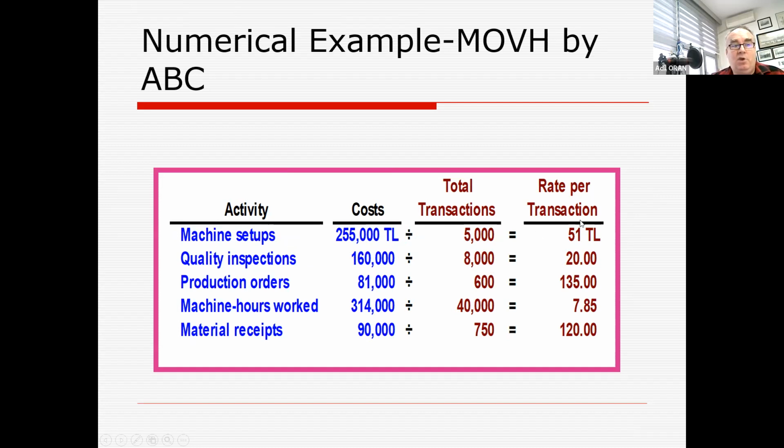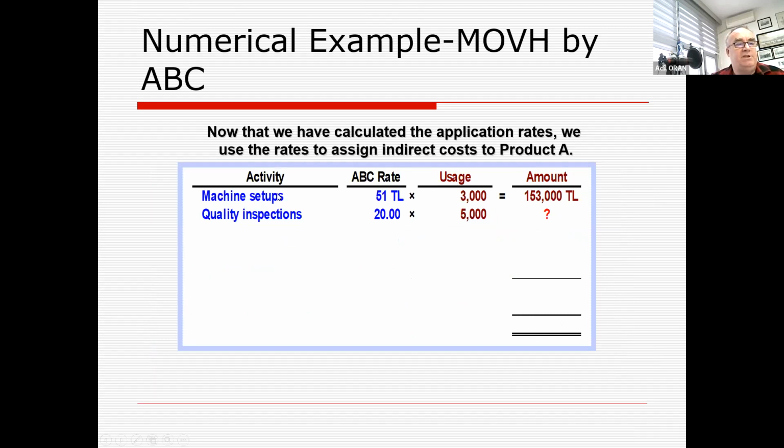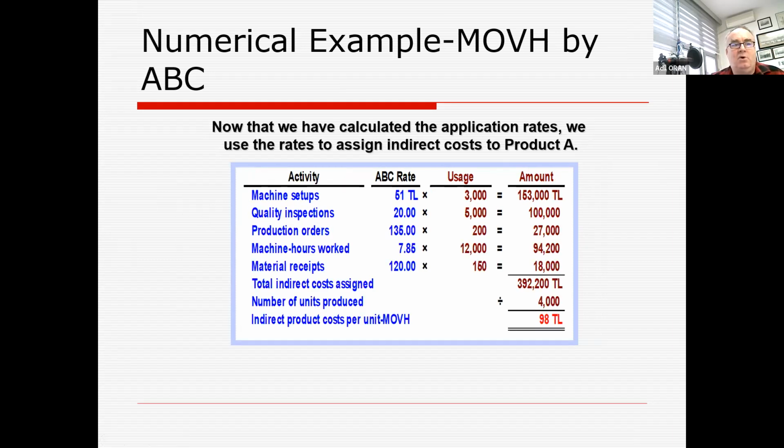material receipt. So using this new information to assign these costs, what is our manufacturing overhead allocation going to look like? So the machine setups, we had this ABC rate of 51 lira per machine setup. For product A, we had 3,000 setups. So of the 255,000, 153,000 goes to A. For quality inspections, 20 lira per inspection, a total of 5,000 inspections carried out for product A means that 100,000 lira goes to A. So for production orders, machine hours, material receipts, all of the same calculations are done, and we end up with 392,200 out of the 900,000 allocated to product A.